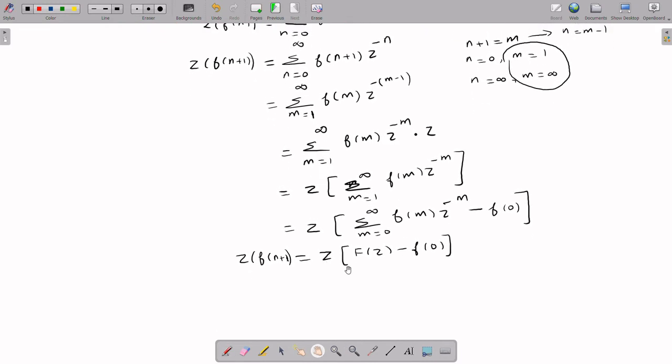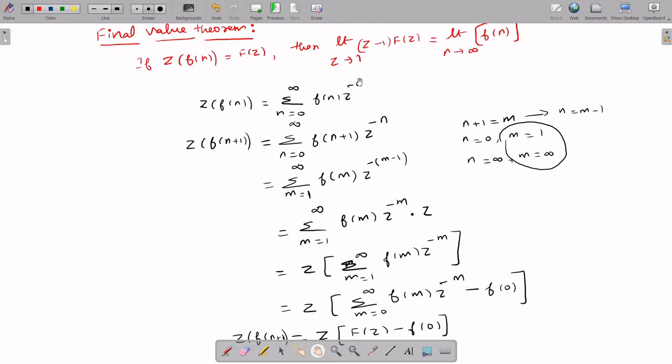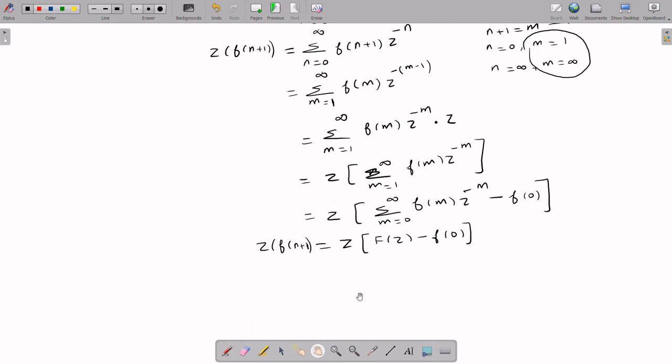This is the result for the Z transform of f of n plus 1, isn't it? But we have to prove this result: limit Z tending to 1 of Z minus 1 into f of Z is equal to limit n tending to infinity of f of n. We have to prove this. To achieve this result, we take this right hand side value.